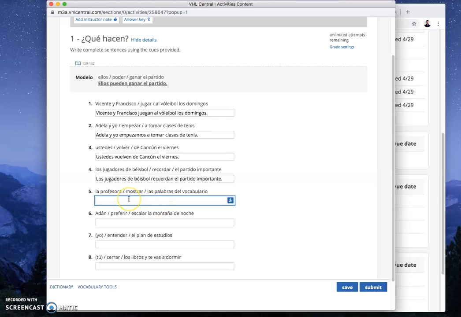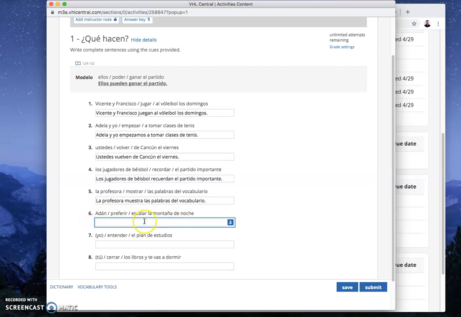5. La profesora mostrar la palabra del vocabulario. Pause. We're back. La profesora. This is a U. Profesora. This is a UE stem change. Muestra las palabras del vocabulario. Muy bien. Muestra. Okay.